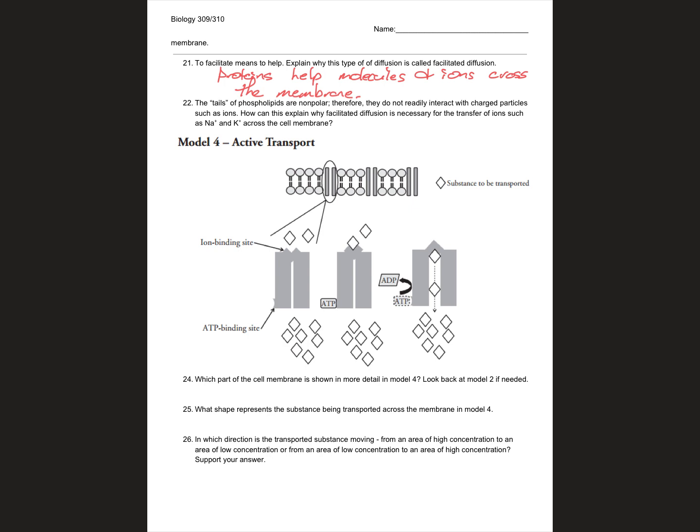The tails of phospholipids are nonpolar, therefore they do not readily interact with charged particles such as ions. How can this explain why facilitated diffusion is necessary for the transfer of ions such as sodium and potassium across the membrane? It creates a passageway that is hydrophilic, which again goes back to the membrane that a lot of you did not put too much effort in. If you didn't color it correctly, you didn't think about what those channels were doing.